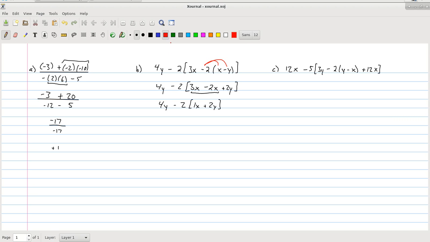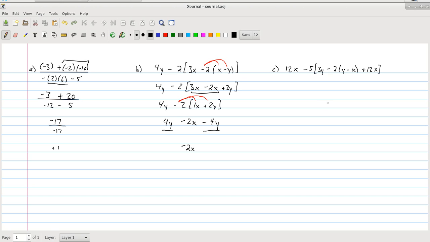So as before, we're going to distribute to get rid of the brackets or the parentheses. If we distribute negative 2 to both terms, negative 2 times 1x is minus 2x. Negative 2 times positive 2y is negative 4y. And then this 4y out in the front just comes along for the ride. Then finally all the parentheses are gone. We can combine like terms. We have a positive 4y here, minus 4y here. Those two cancel out to leave us with negative 2x.